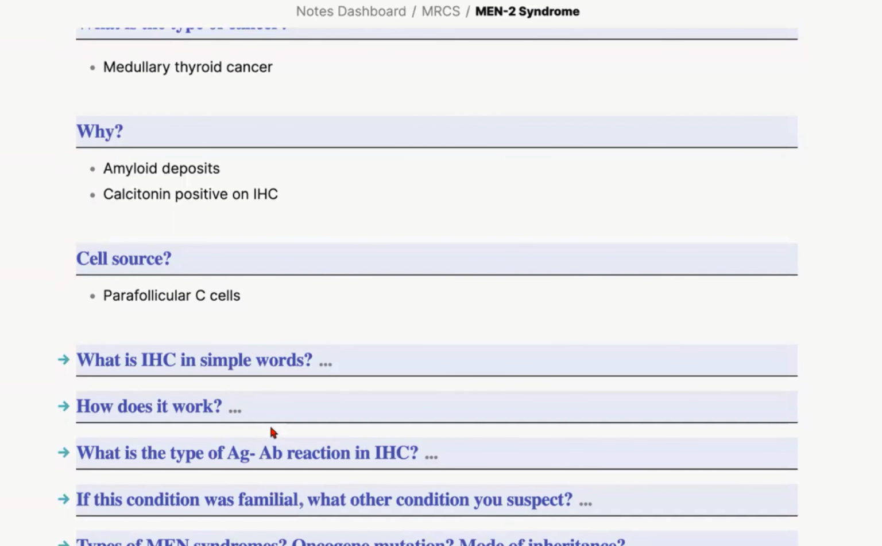Yeah, that's all right with you. So once the antigen is localized, there is a fluorescent dye that will be activated and that we can see under the microscope to localize the specimen and type of cell. What is the type of antigen-antibody reaction in immunohistochemistry? It's a complement fixation here.